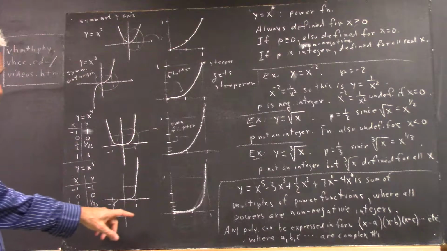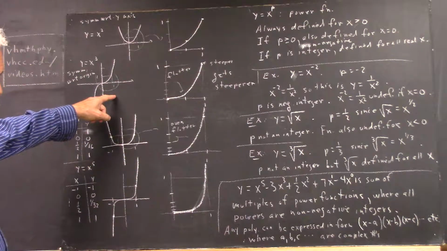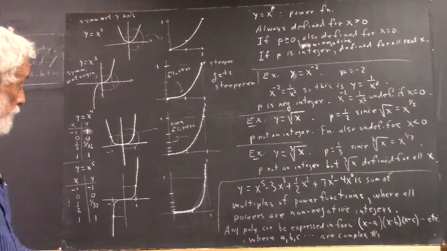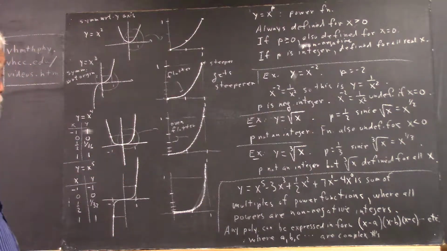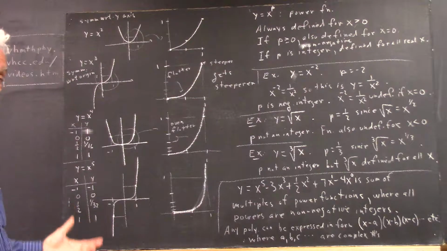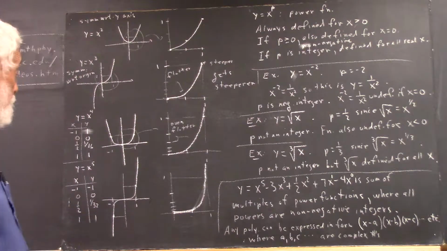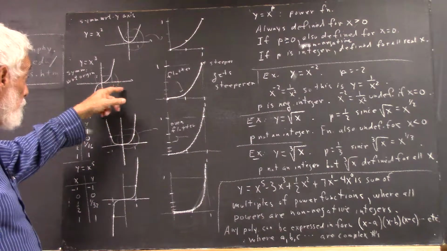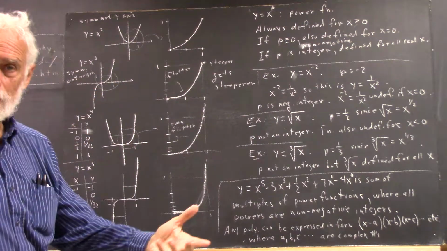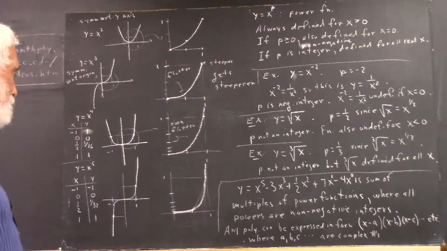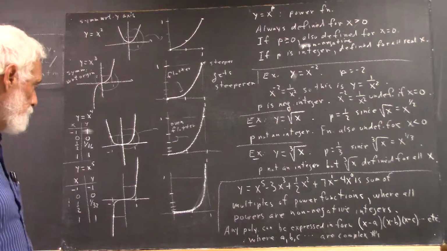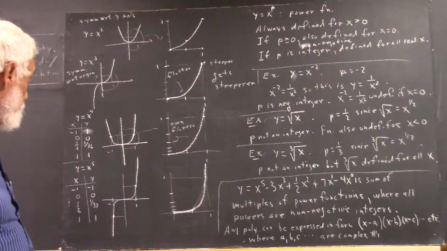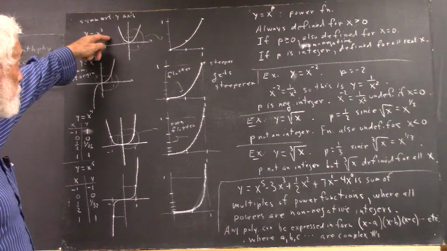So the x to the 5th graph looks a lot like the x cubed graph, but it's a lot flatter in this region here, and then a lot steeper beyond that. Now we could determine exactly where this one becomes steeper than this one if we knew calculus, but we don't know calculus. So you'd have to use calculus to answer that question. Okay, well anyhow, we see the progression then.